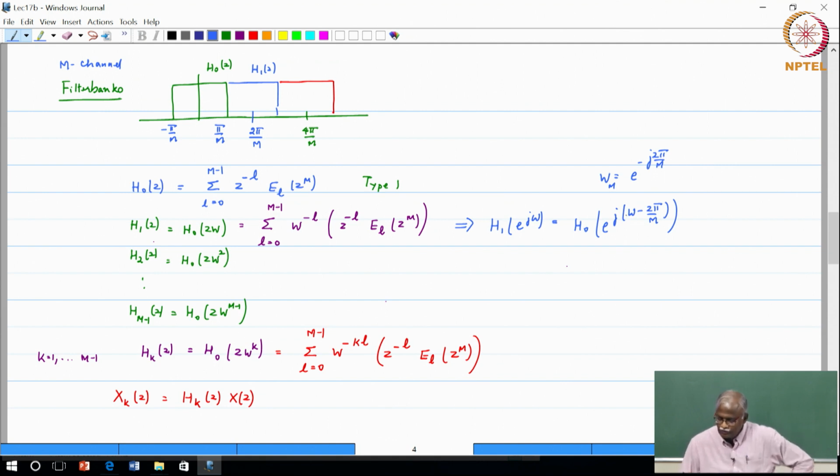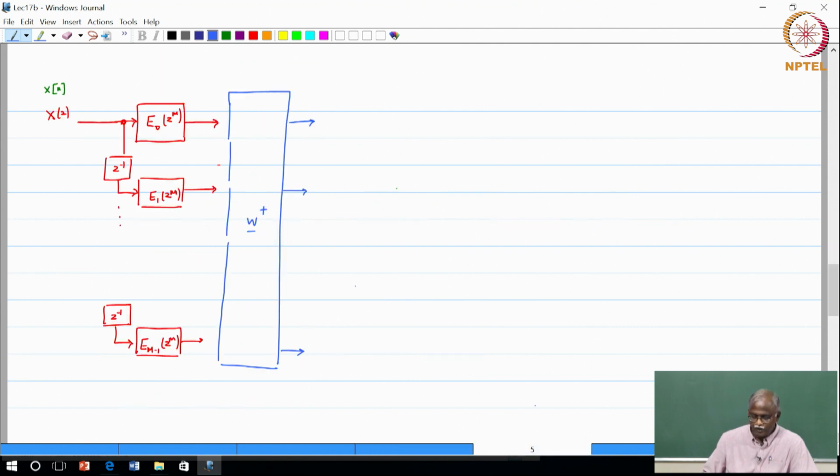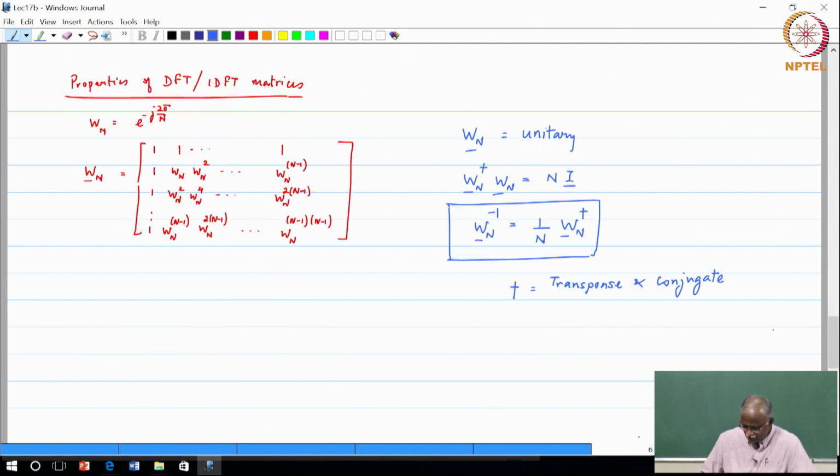If you write it in terms of the argument, it will be e^{j(ω − 2π/M)}, which basically says that the frequency response of H0 gets shifted to be centered at 2π/M, and of course H2 will be shifted to 4π/M, and so on all the way to M minus 1. And we showed that if we apply the polyphase decomposition, we get a form of this type. I hope this part is comfortable.